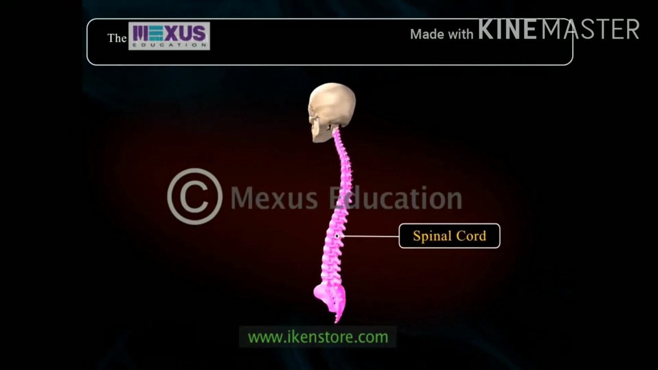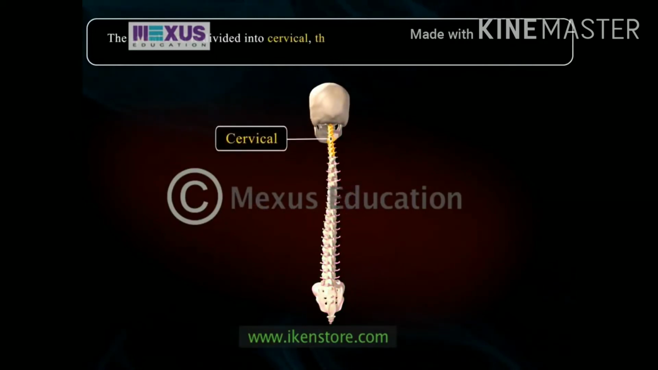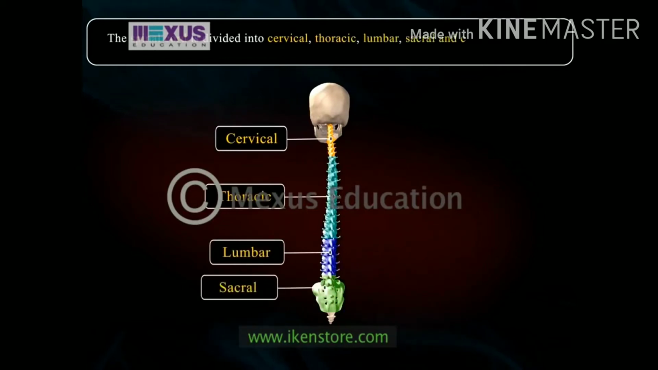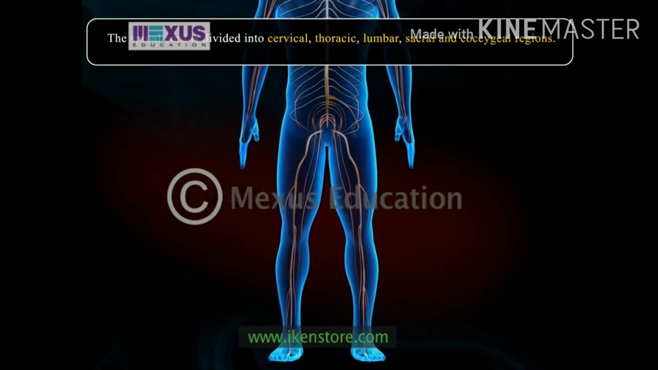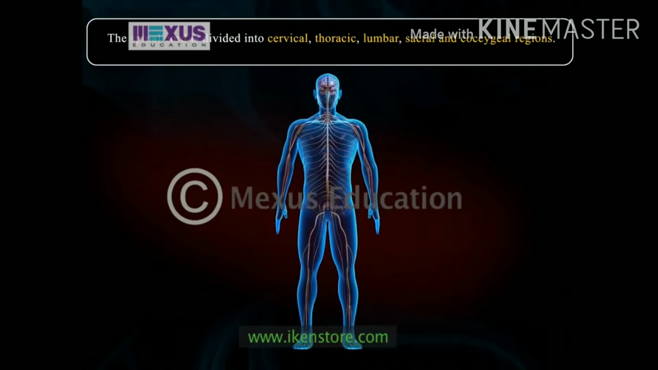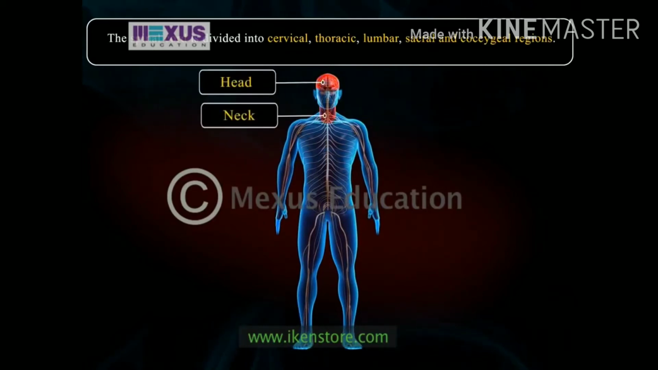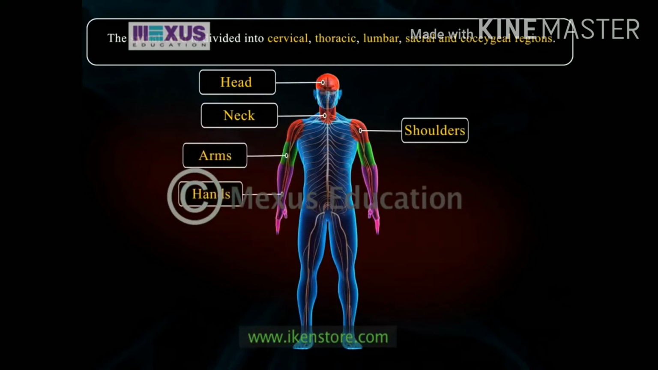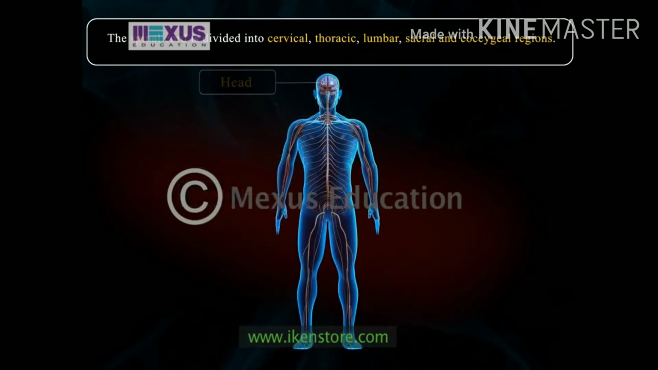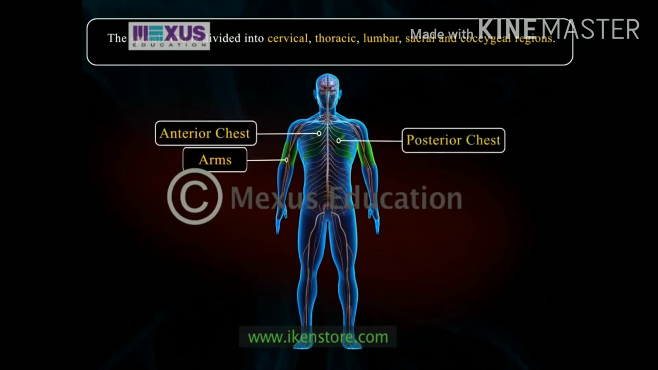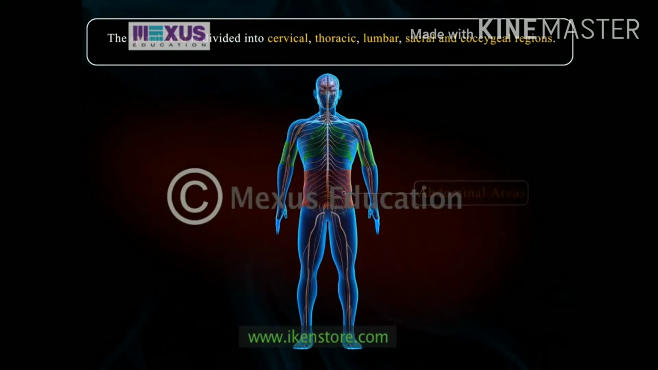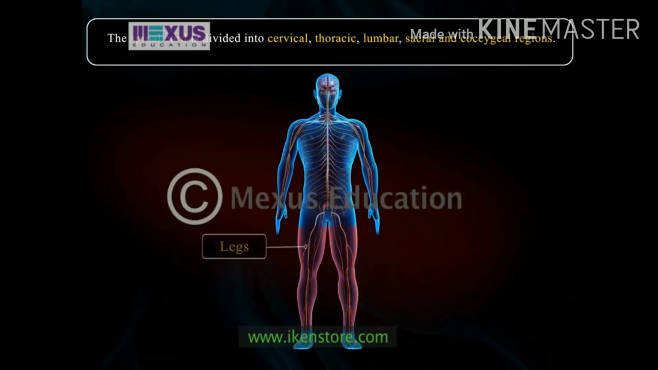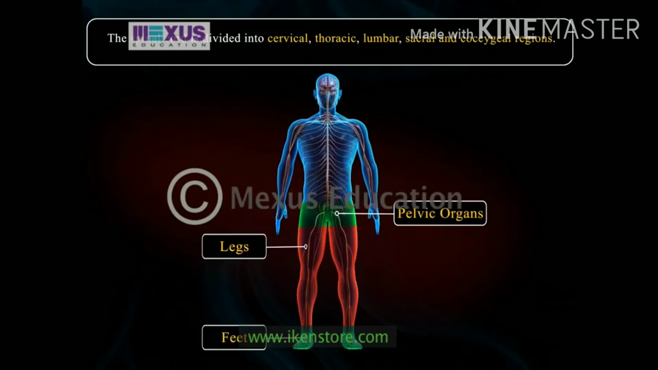The spinal cord is divided into cervical, thoracic, lumbar, sacral and the coccygeal regions. 8 cervical segments transmit signals from or to the areas of the head, neck, shoulders, arms and hands. 12 thoracic segments transmit signals from or to the part of the arms and the anterior and posterior chest and abdominal areas. 5 lumbar segments transmit signals from or to the legs and feet and some pelvic organs.